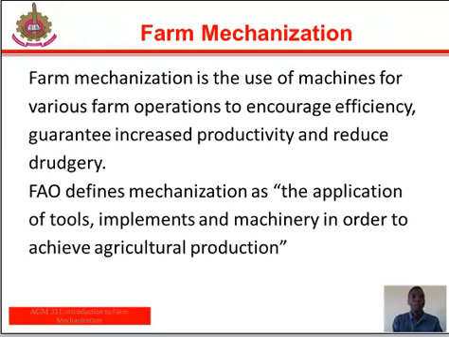Farm mechanization. Farm mechanization is the use of machines for various farm operations to encourage efficiency, guarantee increased productivity, and reduce drudgery. According to the Food and Agriculture Organization, mechanization is defined as the application of tools, implements, and machinery in order to achieve agricultural production.